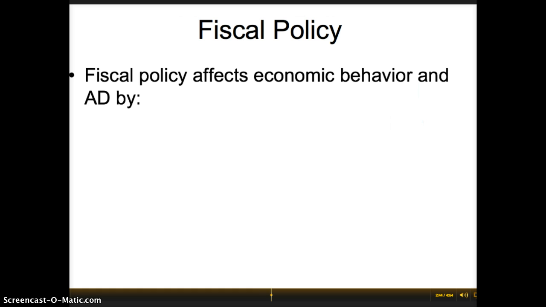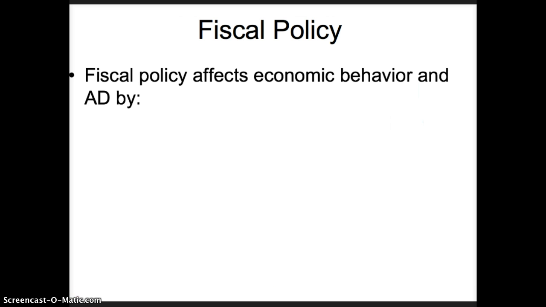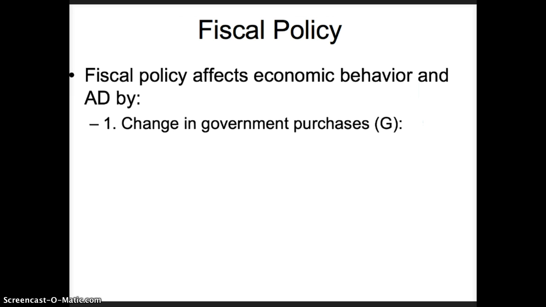Fiscal policy affects economic behavior and aggregate demand in two ways. First, by a change in government purchases, G, and second, by a change in taxes, T. Let's first discuss the change in government purchases. When government spending increases, GDP increases, since GDP is the sum of consumption, investment, government spending, and net exports. If GDP is increasing, then the aggregate demand curve will increase and shift right.